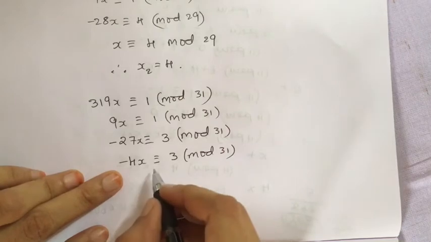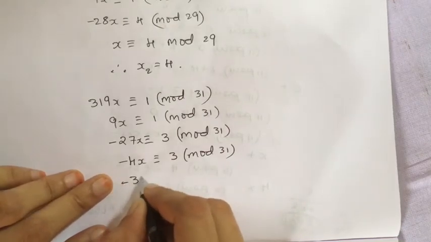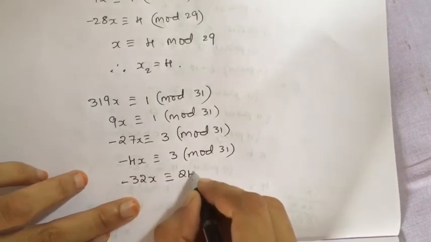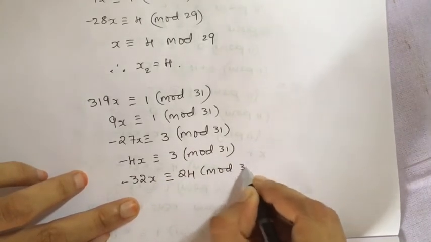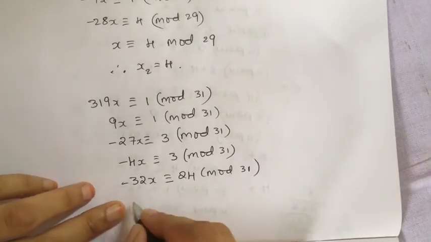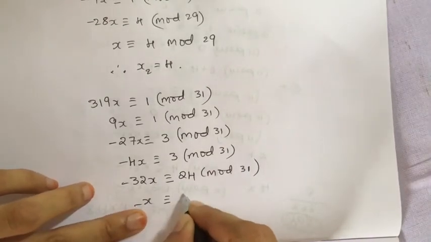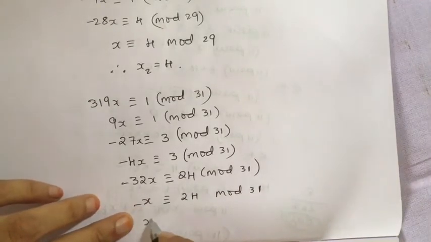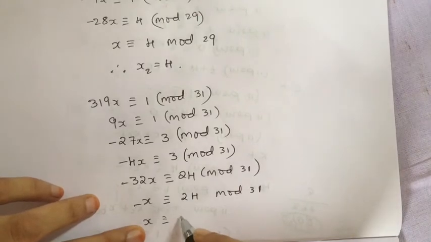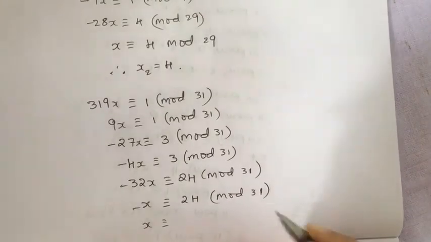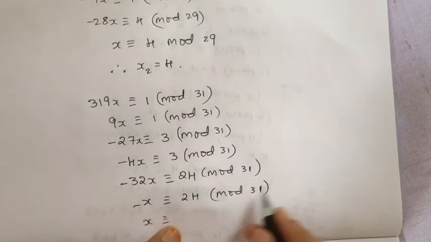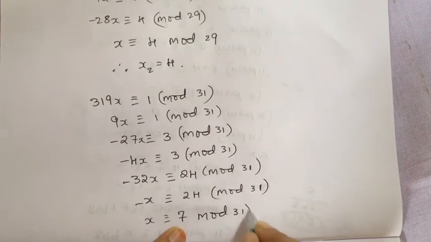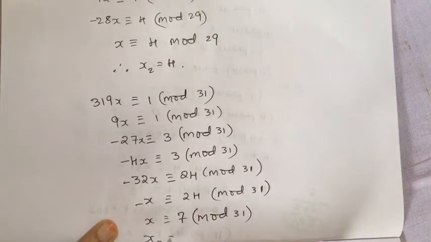Multiplying by 8, minus 32x is congruent to 8 times 3, which is 24 mod 31. So minus x is congruent to 24 mod 31, which means x is congruent to, since 24 plus 7 is 31, 7 mod 31. So x3 comes out to be 7.